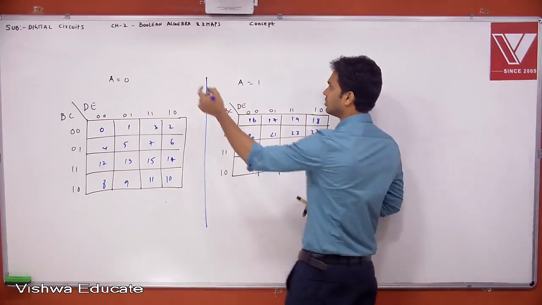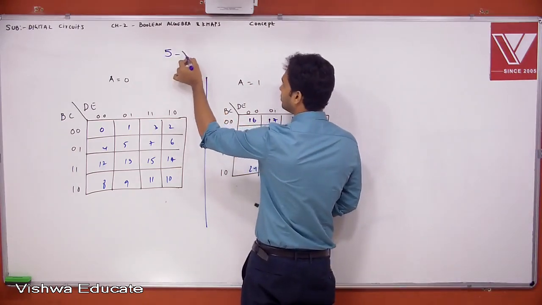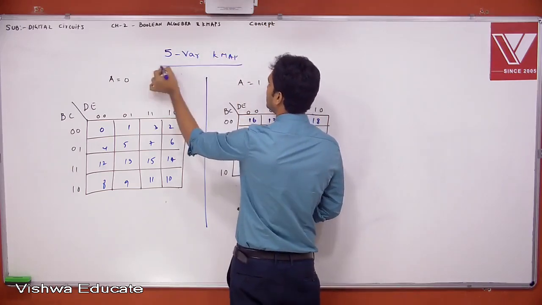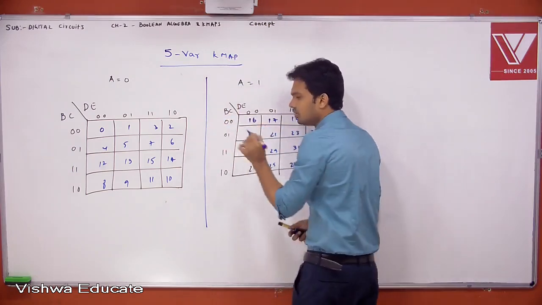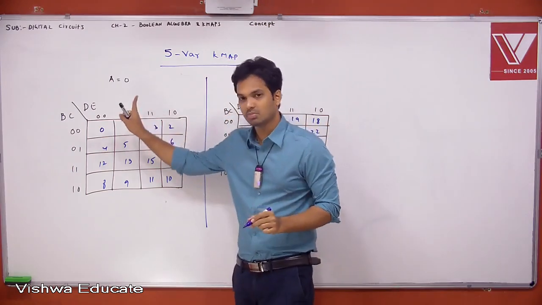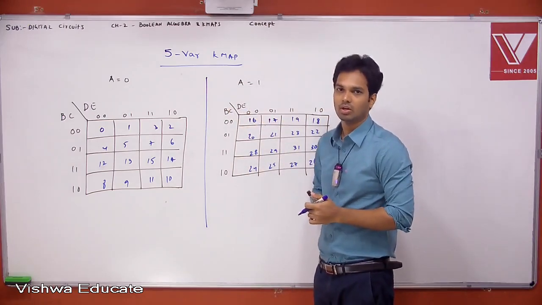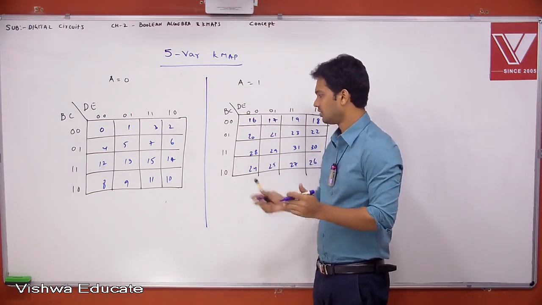Okay, so keep the heading 5 variable K-map. So how we make a 5 variable K-map is with the help of two 4 variable K-maps. One time we take the MSB A equal to 0. Second time we take the MSB A equal to 1. Okay, copy it. First copy the structure.